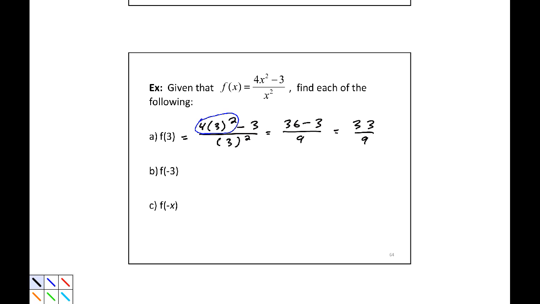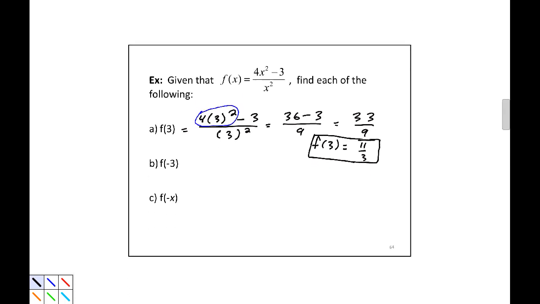And that, f of 3 equals 33 ninths, means that when my input is 3, my output is 33 over 9. Oh, that reduces, doesn't it? That would be 11 thirds. So when our input is 3, our output is 11 thirds.